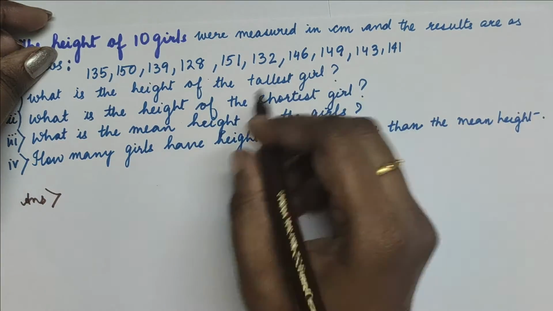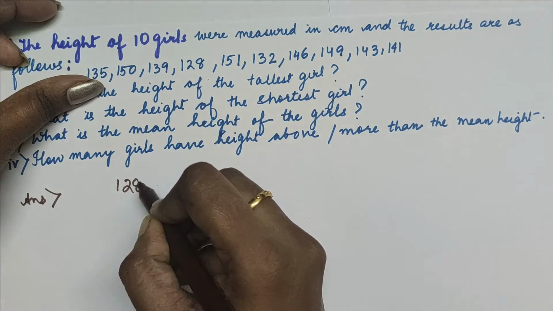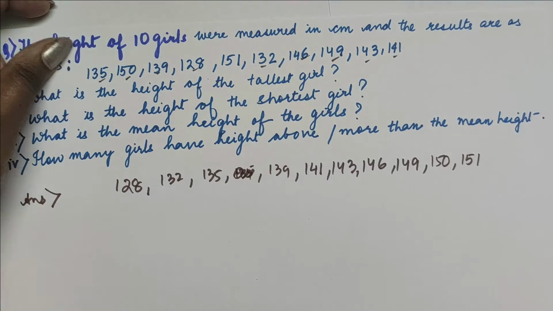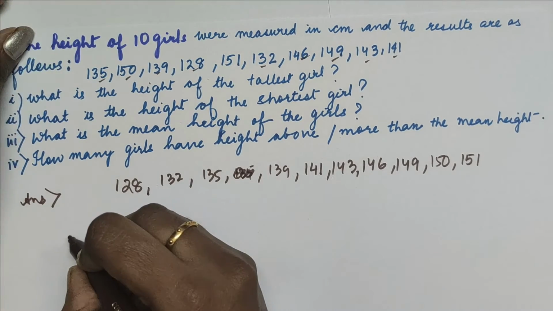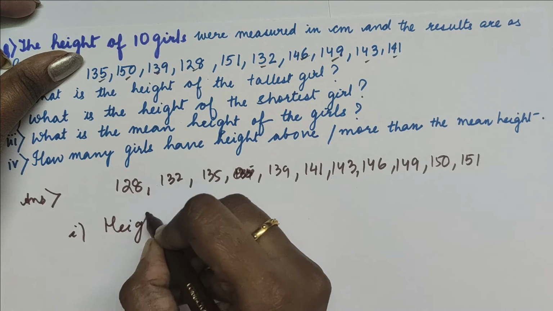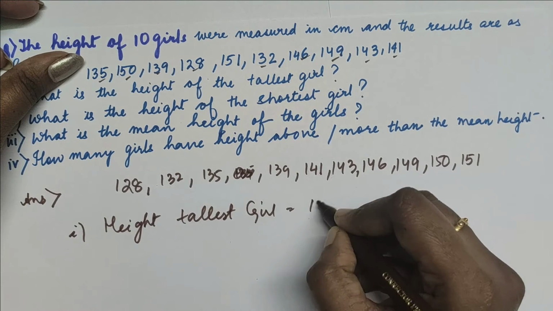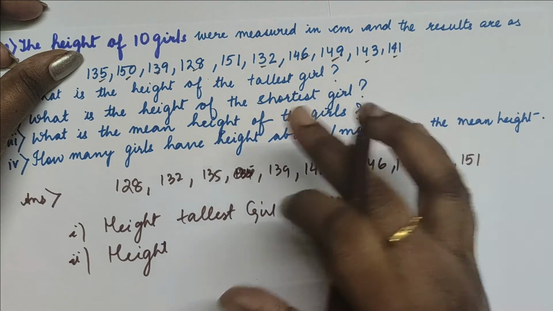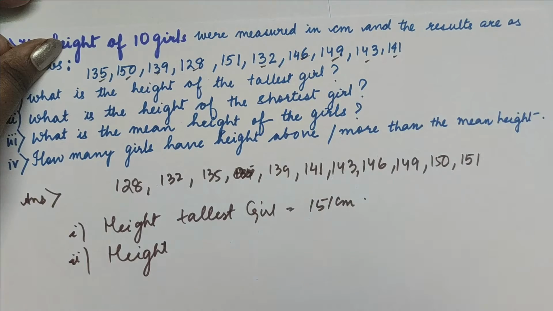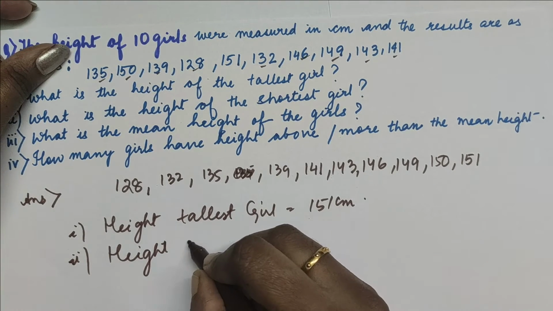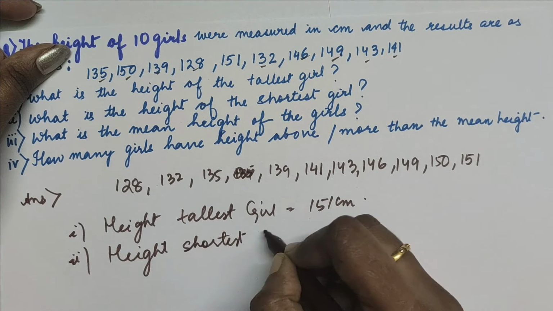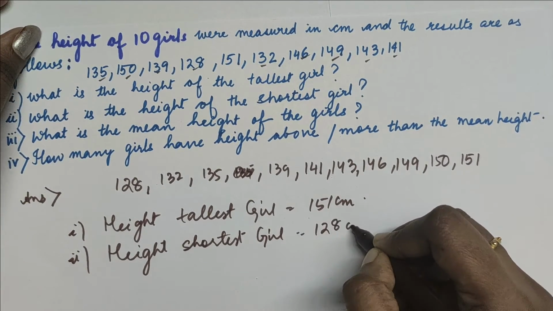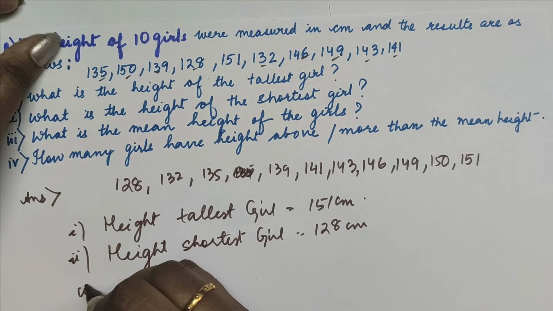So you can see that the lowest value is 128. You can keep putting a tick so that you don't miss out any number. So after arranging the data, you can easily tell that the height of the tallest girl is obviously the last value, that is 151 centimeters. Now this arranging is not a compulsory step. You can simply see and find out the answer, but it's always better to do this. Height of the shortest girl is the first value, because we have arranged the values in ascending order. So 128.